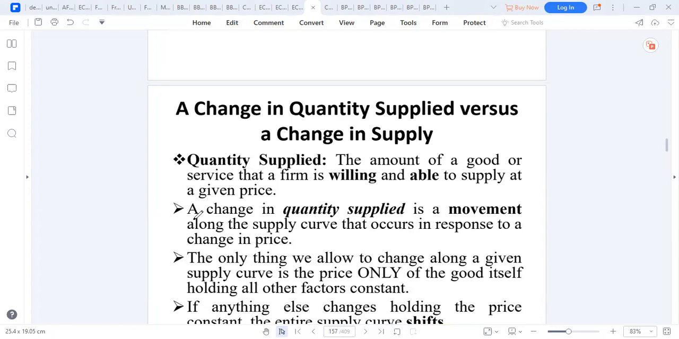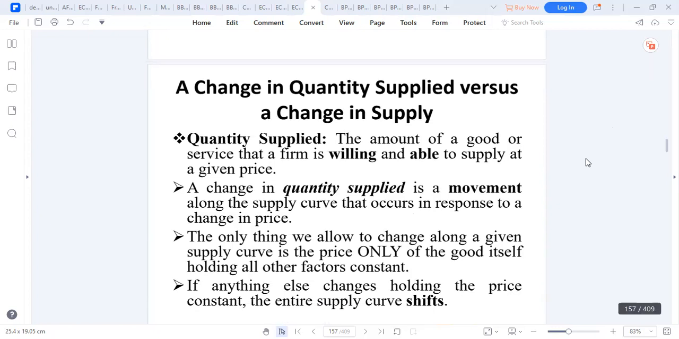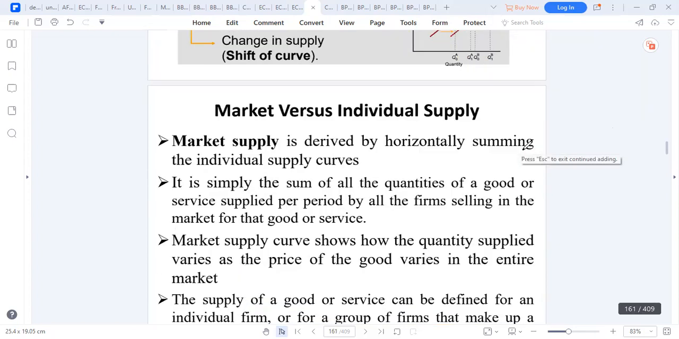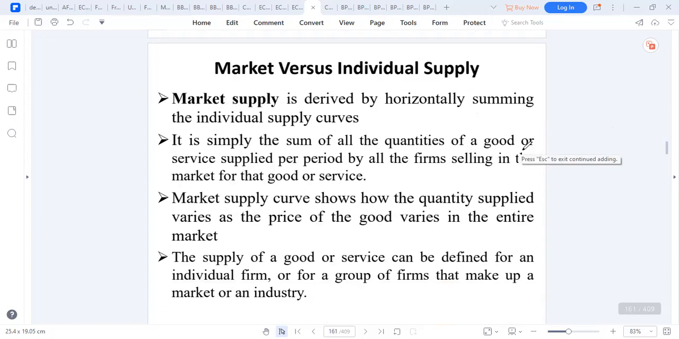Quantity supplied is a movement along the supply curve that occurs in response to changes in price. So the only thing that will cause a movement along the curve is the price. All things besides the price will cause a shift in the supply curve, like it was with the demand scenario. When the supply curve shifts to the right, we're increasing supply; when it shifts to the left, we're decreasing supply.